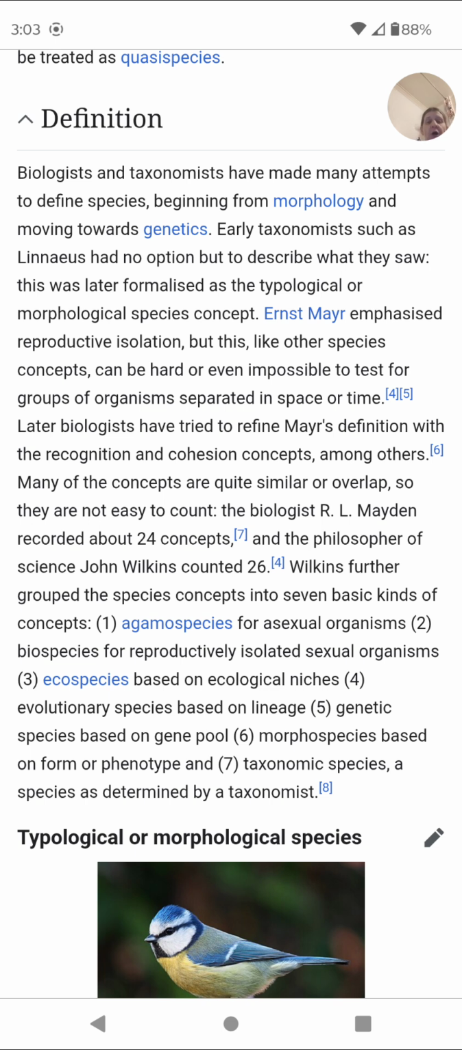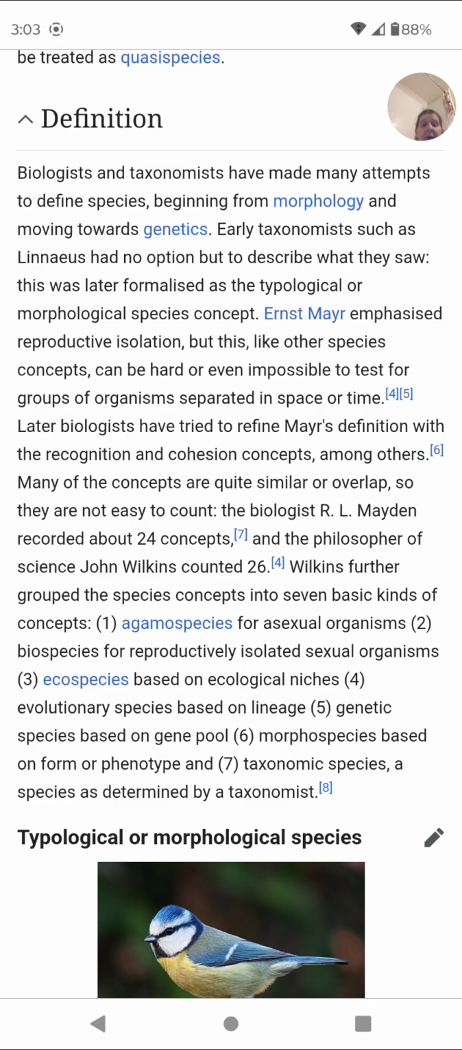The biologist R. L. Mayden recorded about 24 concepts, and the philosopher of science John Wilkins counted 26. Wilkins further grouped the species concepts into 7 basic kinds of concepts.